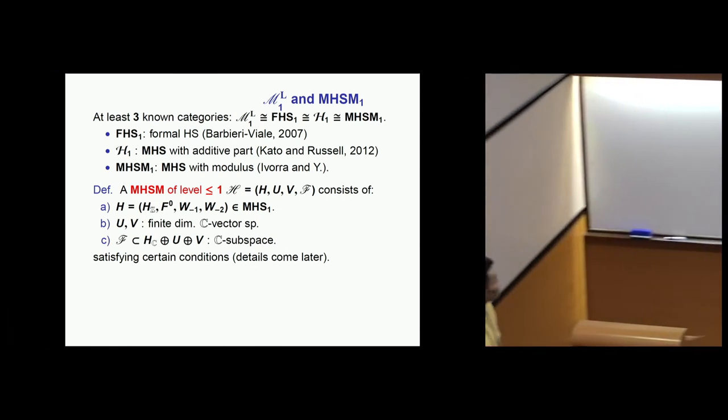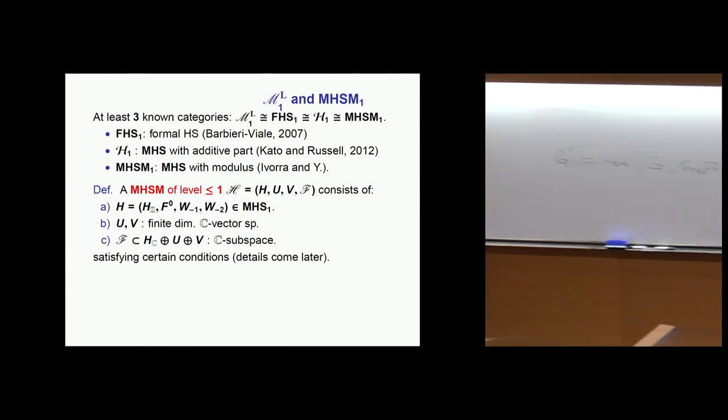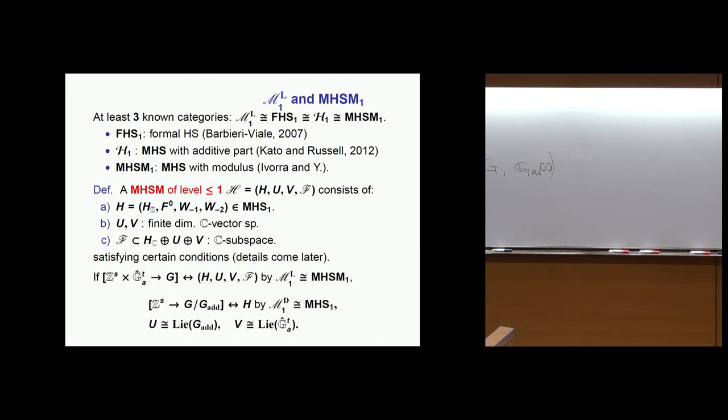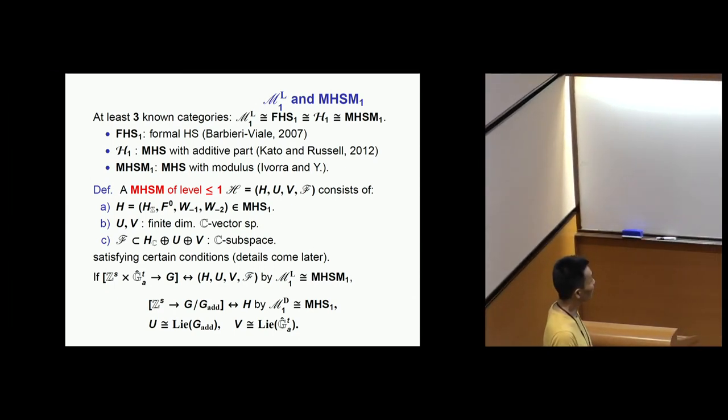We need to impose some conditions they should satisfy, but at this point I will not explain. This will be explained when I explain mixed Hodge structures with modulus of arbitrary level. These conditions are rather technical. And anyway, the data are here. And in this correspondence, Laumon 1-motifs with our data, the correspondence is given in the following way. First, let me take one Laumon 1-motif of this form, and I will briefly describe how this corresponds to mixed Hodge structures with modulus.